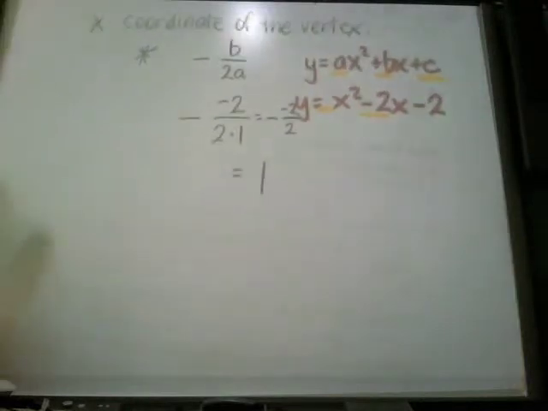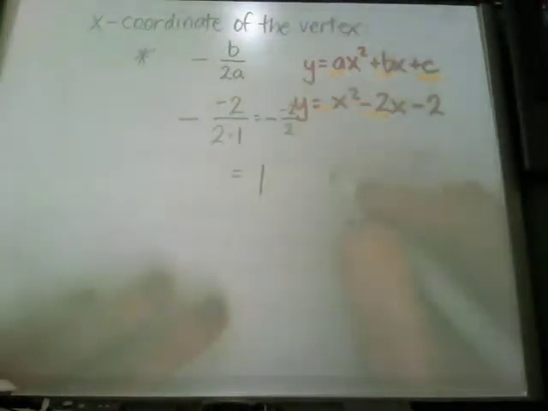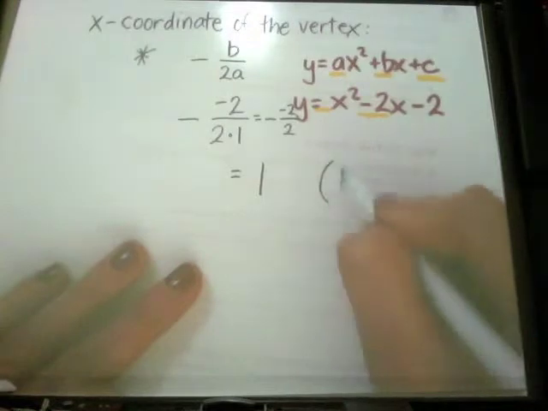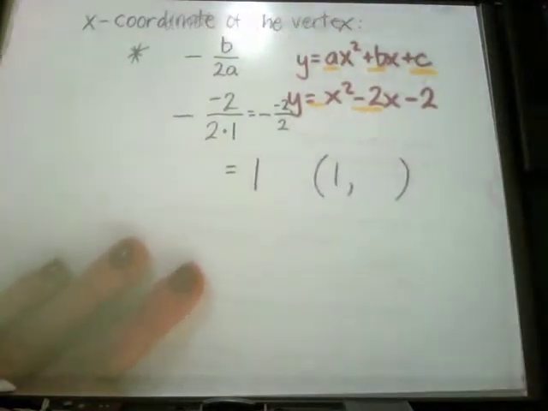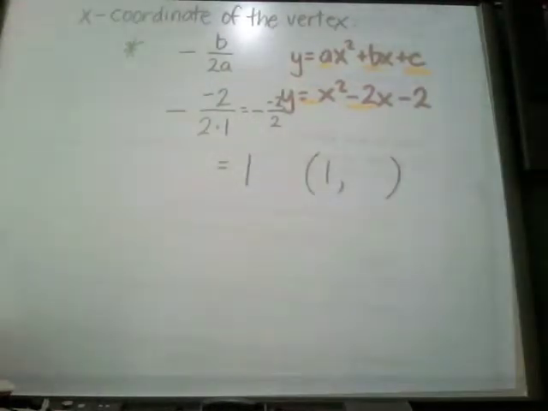Now, this is going to be your first step. I want you to find the x-coordinate of the vertex. What that means is that the high or low point is going to be at the location 1, comma something. Okay, we found the x-coordinate. We only have that. We only have the x. We don't have the y.